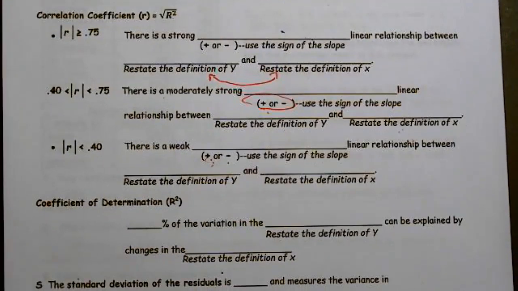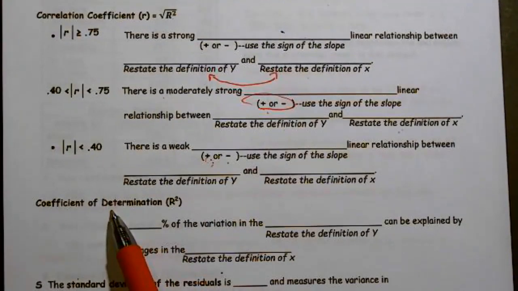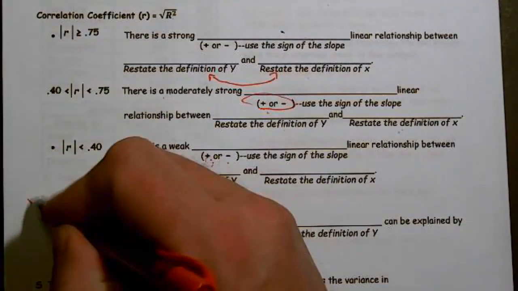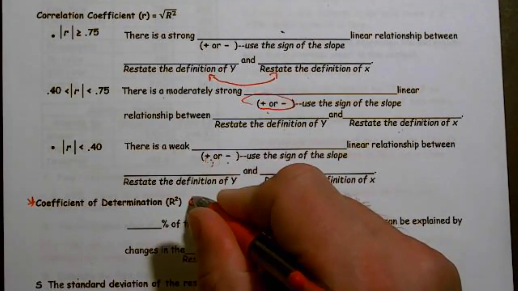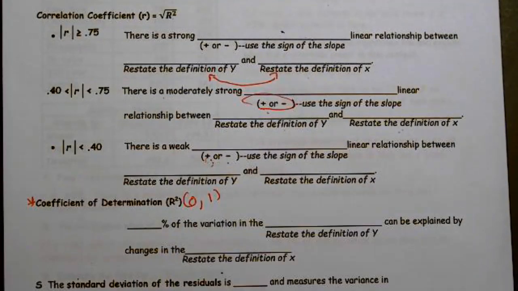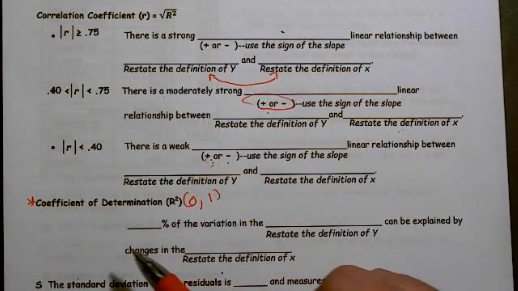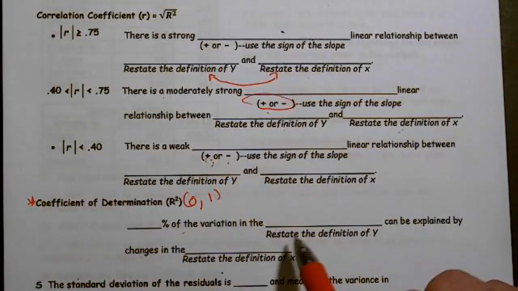R squared is known as the coefficient of determination. Super important concept. They'll give you some decimal value, and r squared is always positive, and it'll always be between 0 and 1. So let's just say it's 80%. So 80% of the variation in whatever our y variable is can be explained by changes in whatever our x variable is. All right, real important on this one.